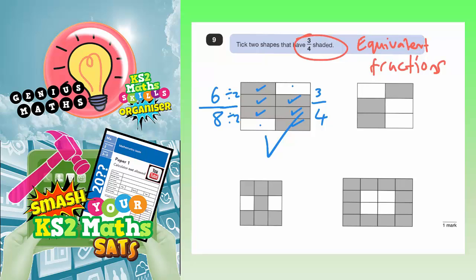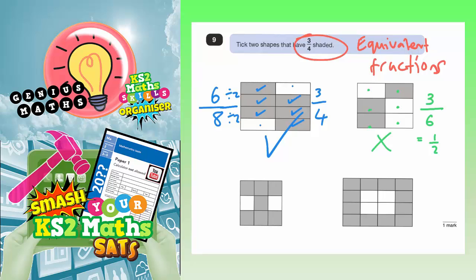So this shape here has got 1, 2, 3 boxes shaded, and altogether there is 1, 2, 3, 4, 5, 6. So it's 3 out of 6. Well, 3 out of 6, 3 is half of 6, so that actually simplifies to be a half. So that's no use because we want 3/4. So we definitely don't want to be ticking that one. Okay, that's a half, not 3/4.